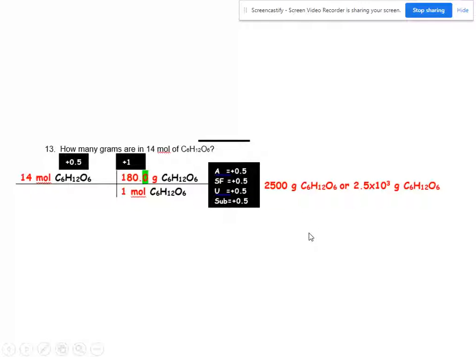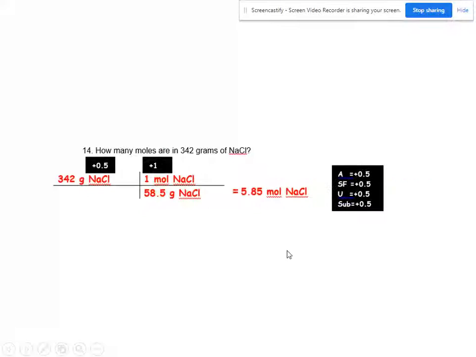13, 14 moles times the molar mass of C6H12O6. Remember, you got to have that one decimal place. If you don't have it, it's minus a half, 2,500 grams of C6H12O6. For 14, you have 342 grams of NaCl divided by 58.5 grams of NaCl, which gives us 5.85 moles of NaCl.